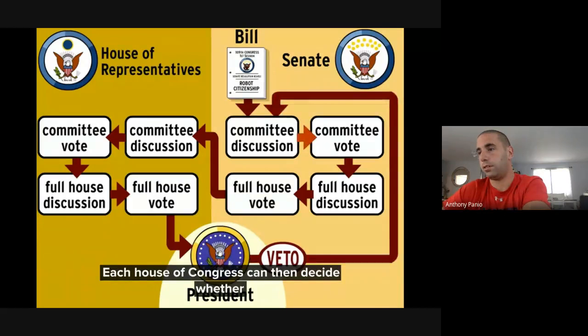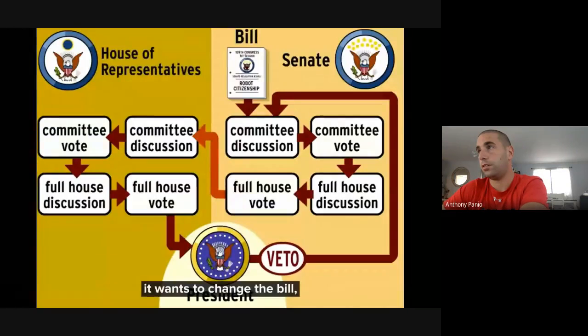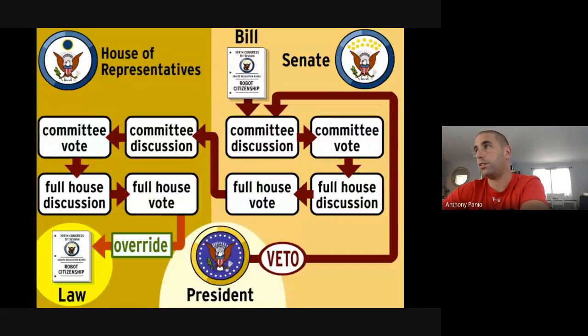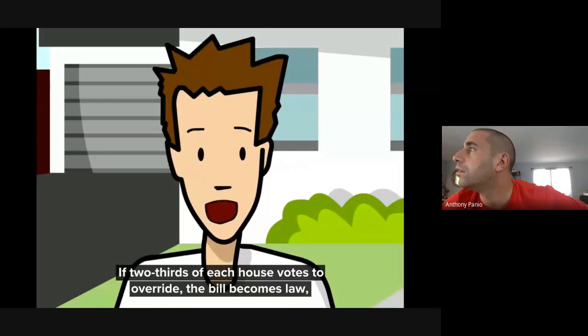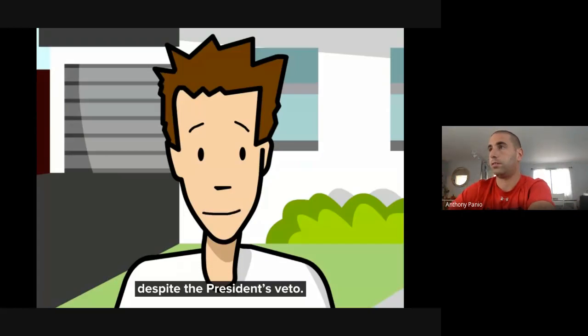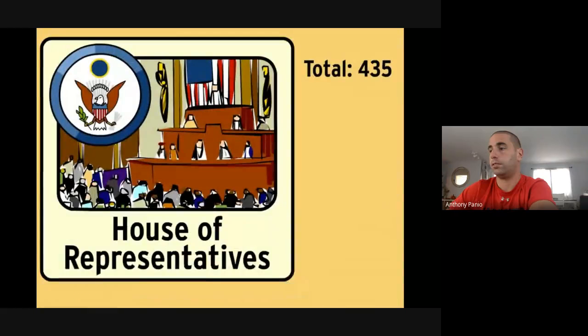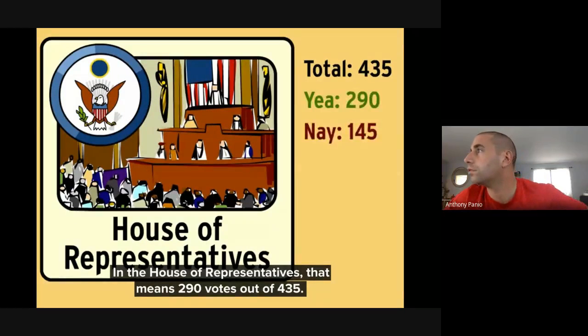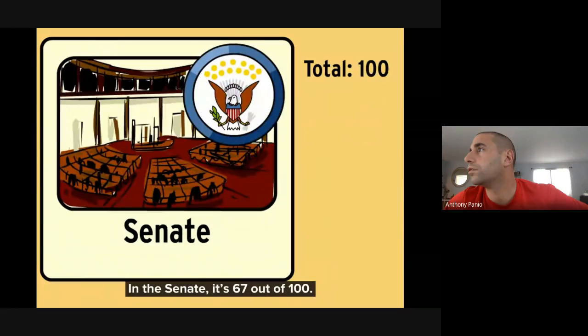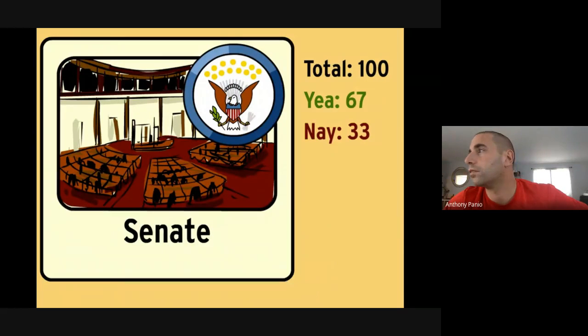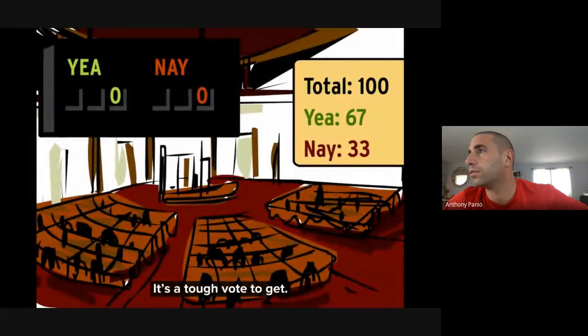Each House of Congress can then decide whether it wants to change the bill, abandon the bill, or override the president's veto. If 2/3 of each House votes to override, the bill becomes law, despite the president's veto. In the House of Representatives, that means 290 votes out of 435. In the Senate, it's 67 out of 100. It's a tough vote to get.